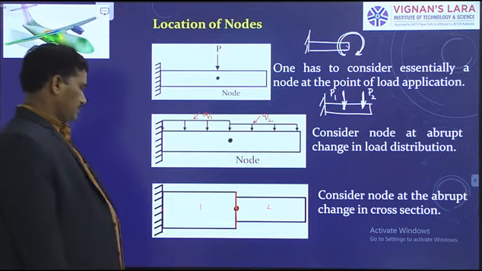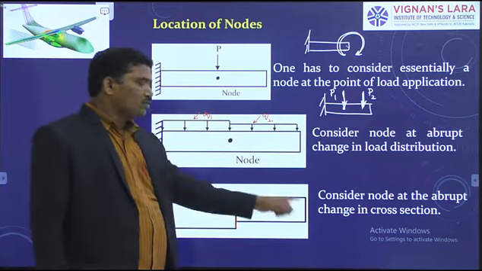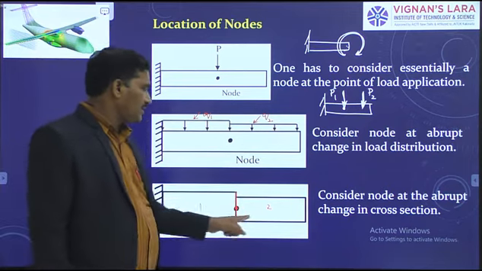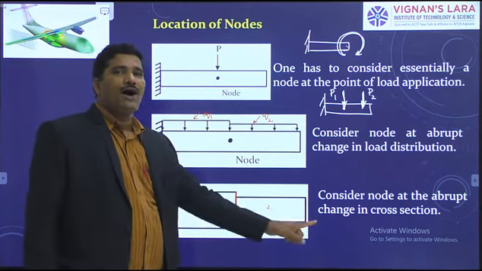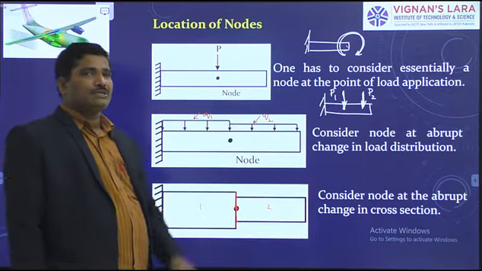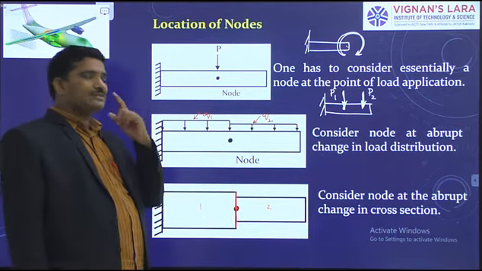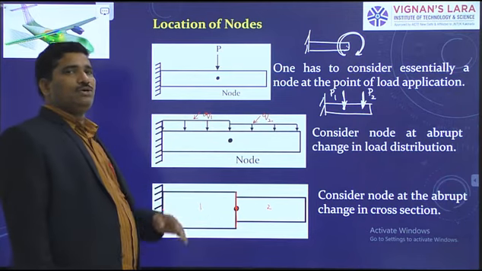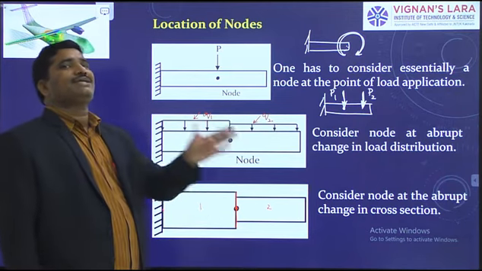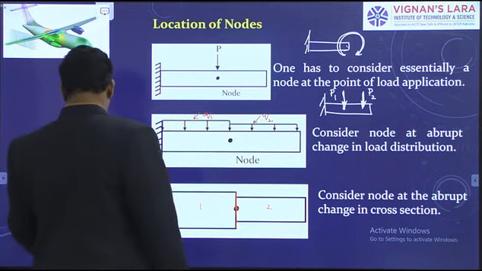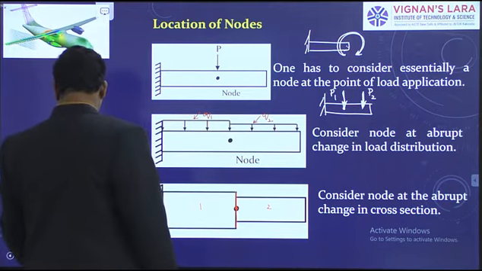Right? Now, part 2, if you see, we have a part with uniform cross section. Is there abrupt change in cross section? No. So what we can understand from this, one has to consider essentially a node where the cross section is changing abruptly. Right? So now, next one.